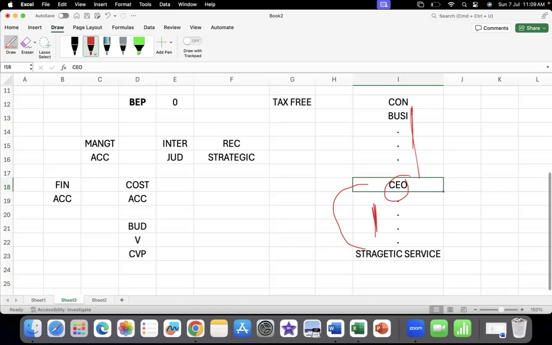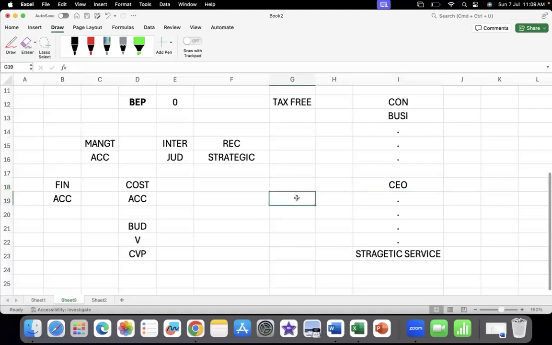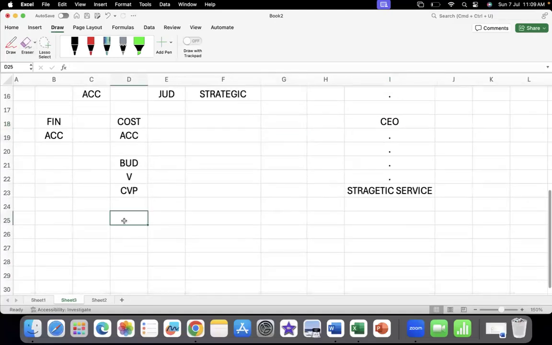But when he's going to make a strategic decision right here, he also has to make sure that he is well versed with the BEP concepts, or the CVP analysis, because that is something which effectively gives you an edge to run a business.